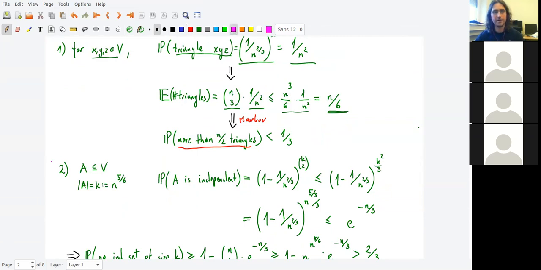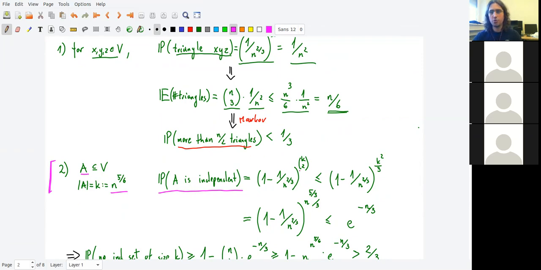Now let's think about the chromatic number. We want to think about the chromatic number as covering your graph with independent sets. So let's pick a particular subset of vertices, A, of size n^{5/6}. Imagine that this is an integer; we can assume that. And let's bound the probability that this set becomes independent, that we have a large independent set as large as n^{5/6}. So what is the probability that it is independent?